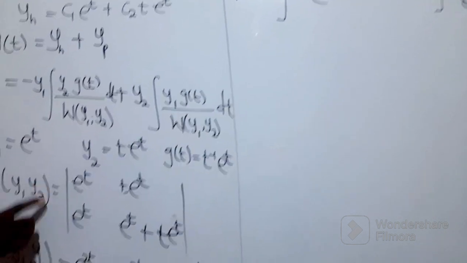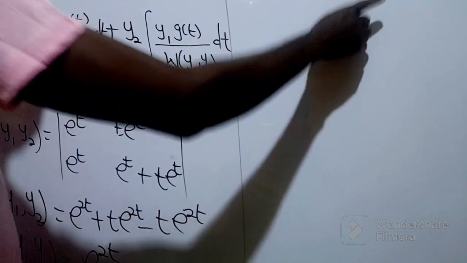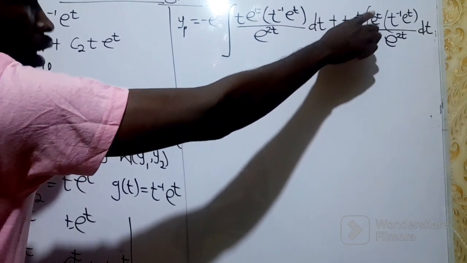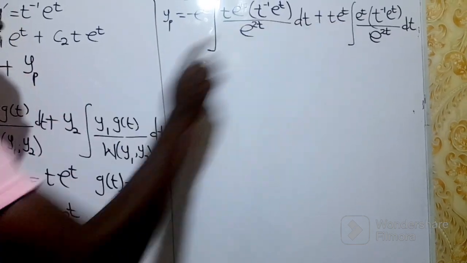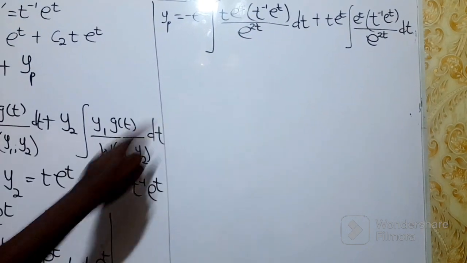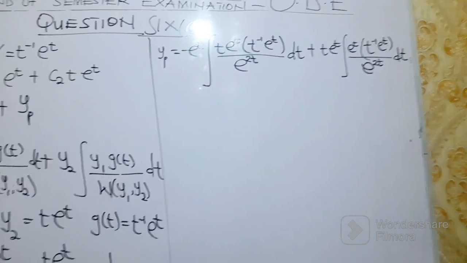Over the Wronskian of y1 and y2, and that's e exponent 2t. Then plus y2, and our y2 is t e exponent t, the integral of y1, which is e exponent t, g of t, which is t exponent negative 1 e exponent t, over the Wronskian again of y1 and y2, which is e exponent 2t. So we will simplify this.